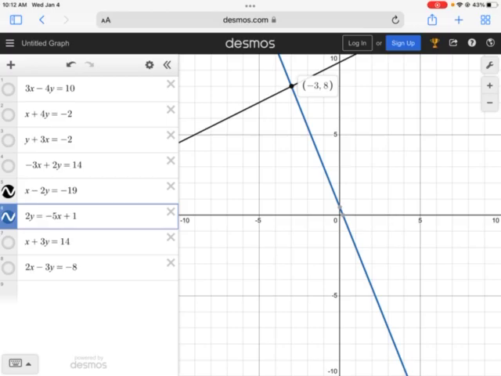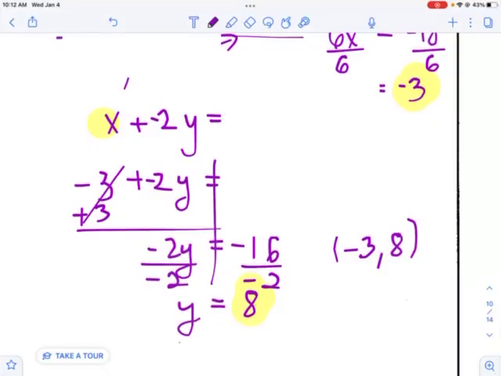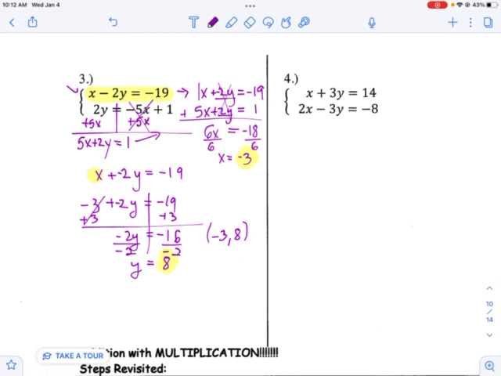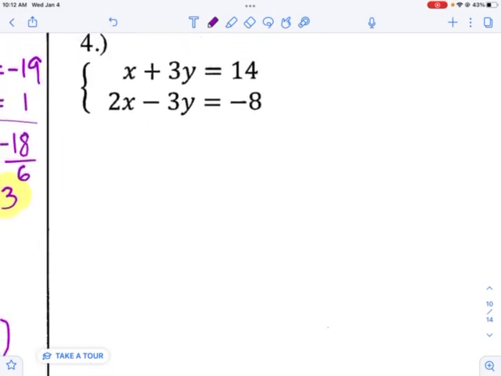Last one, pretty straightforward. I want you guys to hit pause, try to answer it, and then we'll compare answers. All right. Hopefully you notice that we have negative 3y and 3y. So we can vertically add. I have 3x. Those get eliminated. Equals 6. Divide by 3. X equals 2.